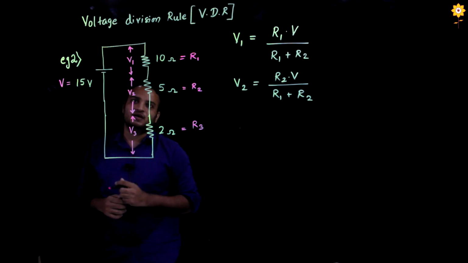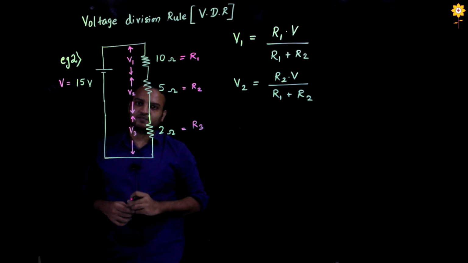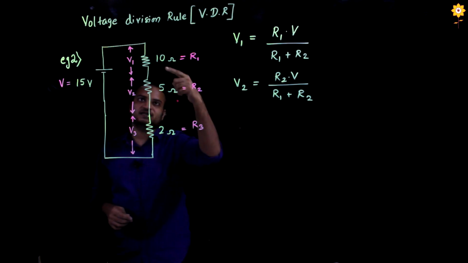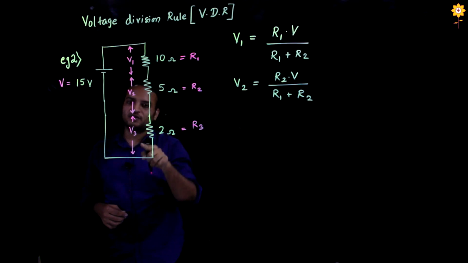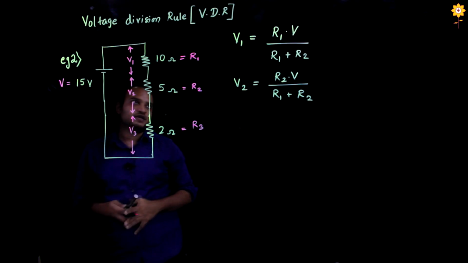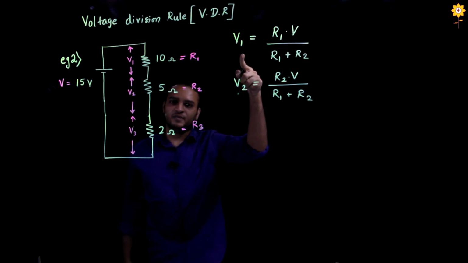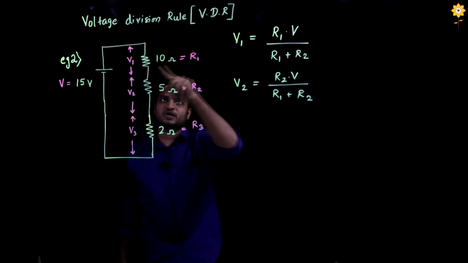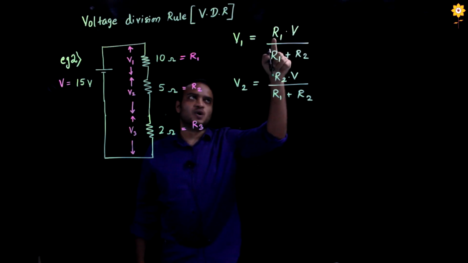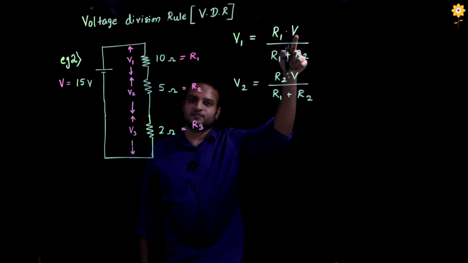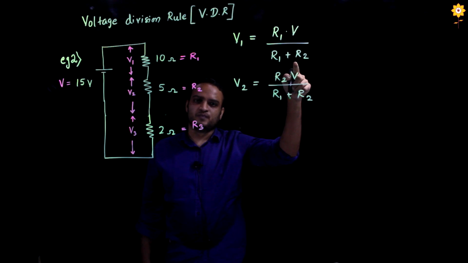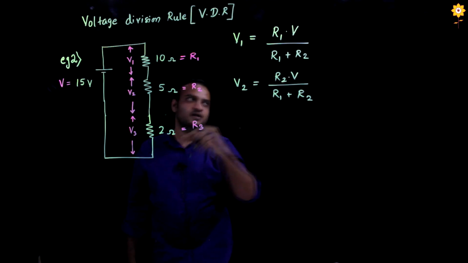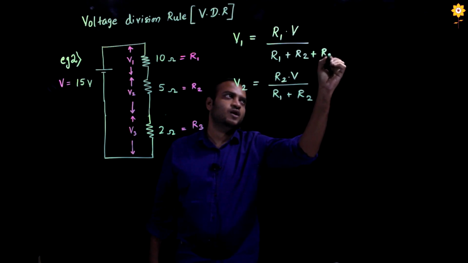Now let's have a look at the second example. If you see in this, I have added one more resistance R3. So now in this case, how will you apply VDR? Since there are three different resistances, we will have three different voltages V1, V2 and V3. So let's check what will be the difference in the formula. Now if I want V1, which is the voltage across resistance R1, so R1 into V, this will remain the same, but divided by R1 plus R2, and since there is one more resistance added, I will have to add that resistance also, R3.